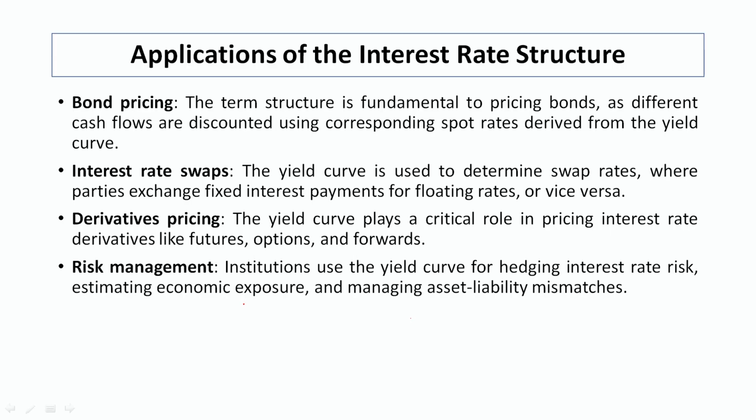Managing the asset liability mismatch, depending upon what is the asset amount and what is the liability amount, they can check the mismatch, how the bond rates or the yield curves are affecting it. So, these are certain applications of interest rate structures in real life situations, where the institution can take care of the financial position based upon this, and derivative pricing will be done.